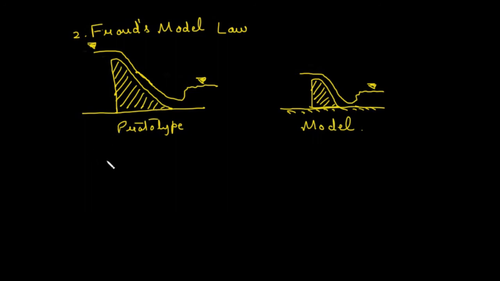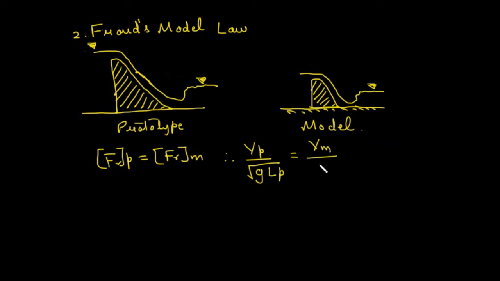So the law states that the Froude number of the prototype should be equal to the Froude number of the model. Therefore, the Froude number of the prototype is Vp upon root of g Lp. I'm using the subscript p to represent that all these parameters are related to the prototype. Similarly, the Froude number for the model is Vm upon root of g Lm. So g and g will get cancelled.